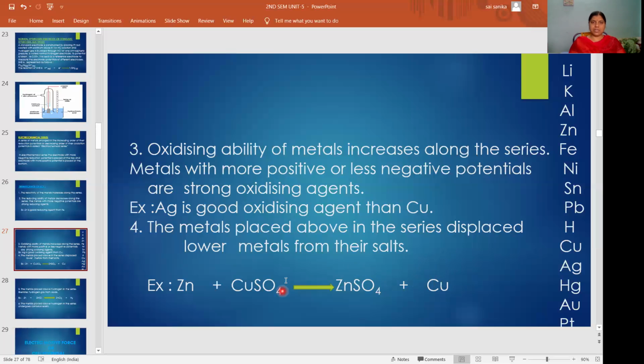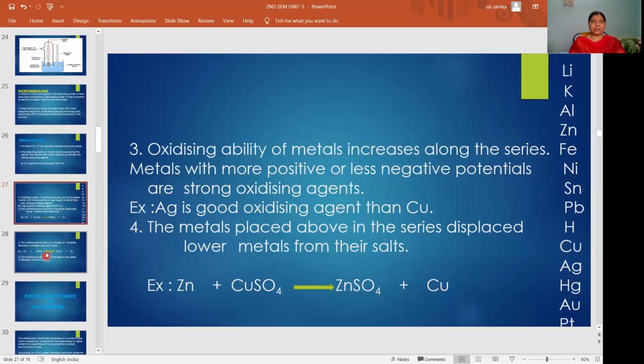So here, this is the salt solution. From this salt solution, what it is doing, it is displacing copper because this is placed above. That means it is highly reactive in nature. So when a highly reactive metal is added to any salt solution, whatever the metal present in that will be displaced by this metal. So as zinc is above in the series, it is highly reactive. This is displacing this copper and forming zinc sulfate and copper.